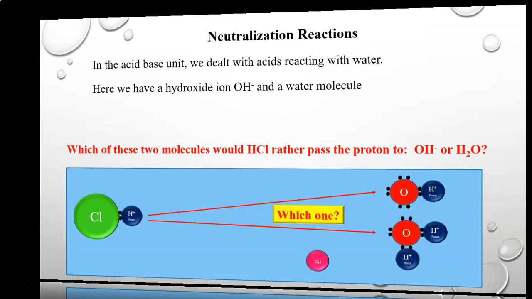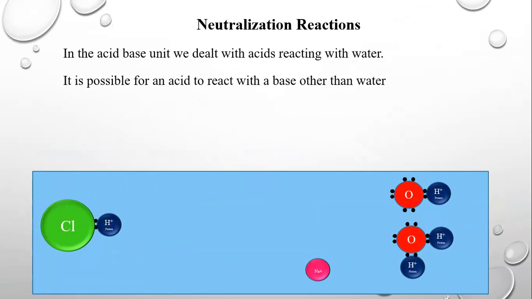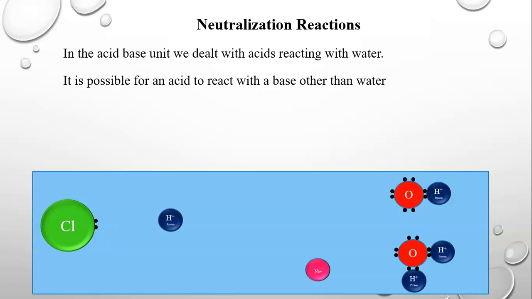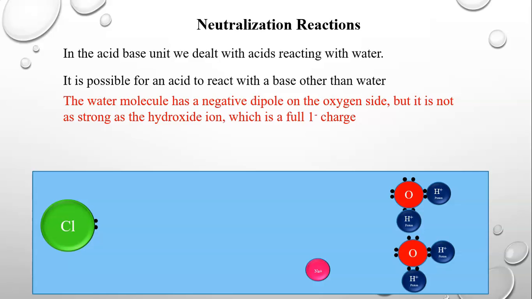Okay, so the answer to that question is it goes to the hydroxide. The water molecule has a negative dipole on the oxygen side, but it is not as strong as a hydroxide ion, which is a full 1- charge. So an ion is a full charge. It's either 1-, 1+, 2-, 2+. In this case, hydroxide is a 1-. The water molecule, remember, is still an electrically neutral molecule. It just has one side that's a little more negative and one side that's a little more positive.